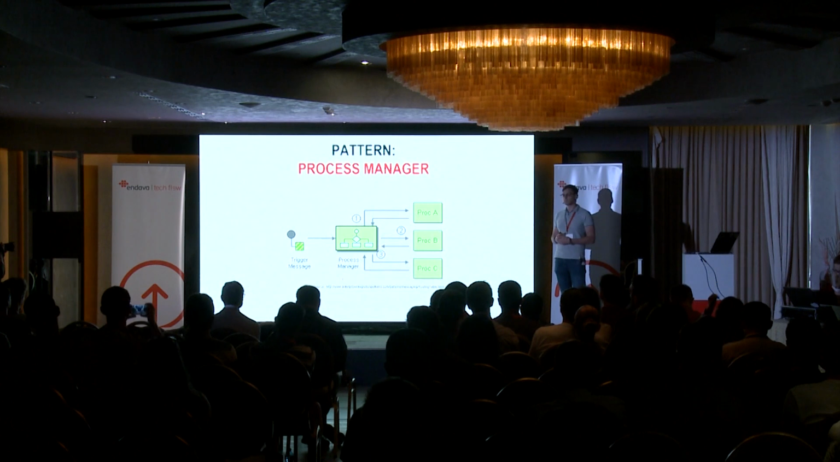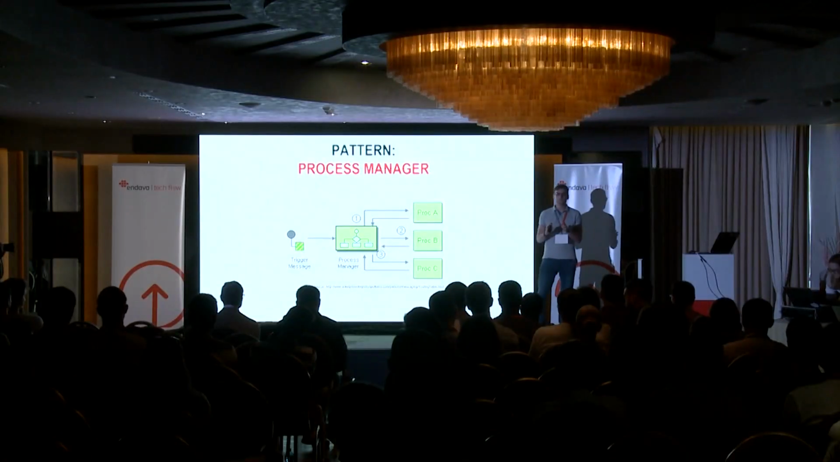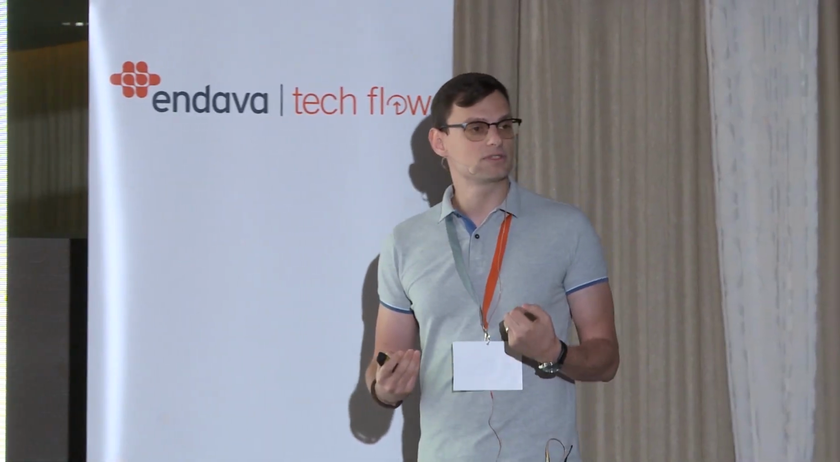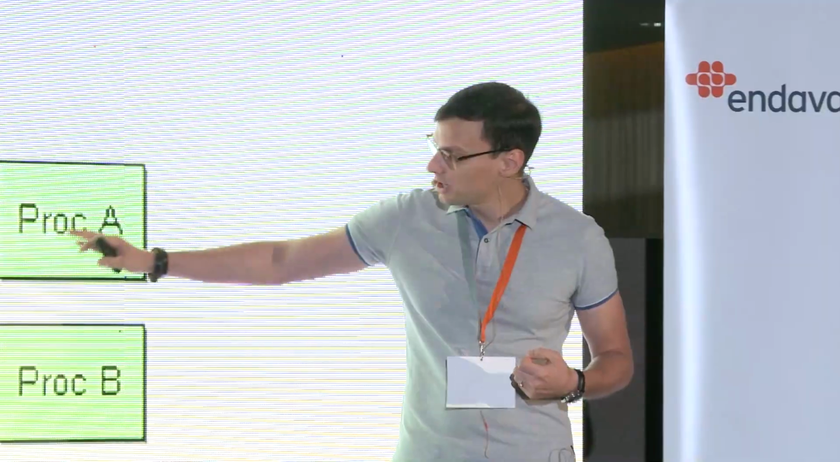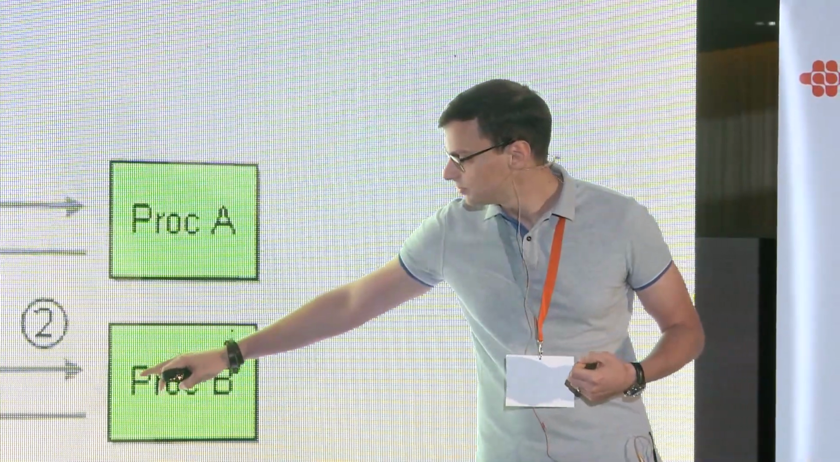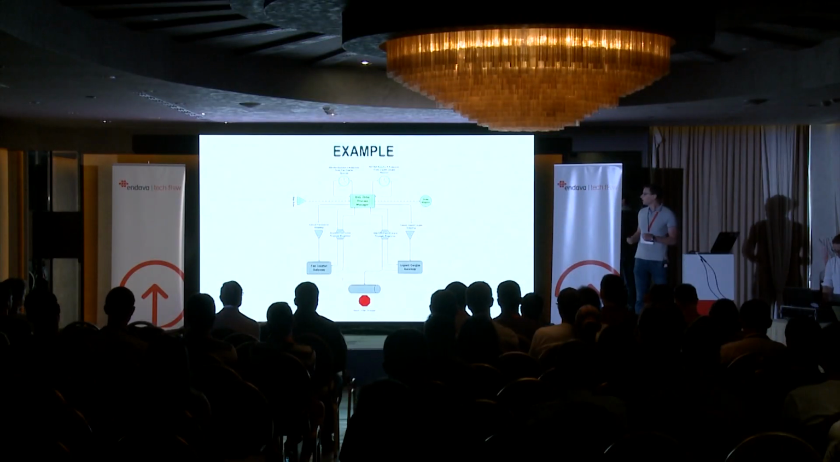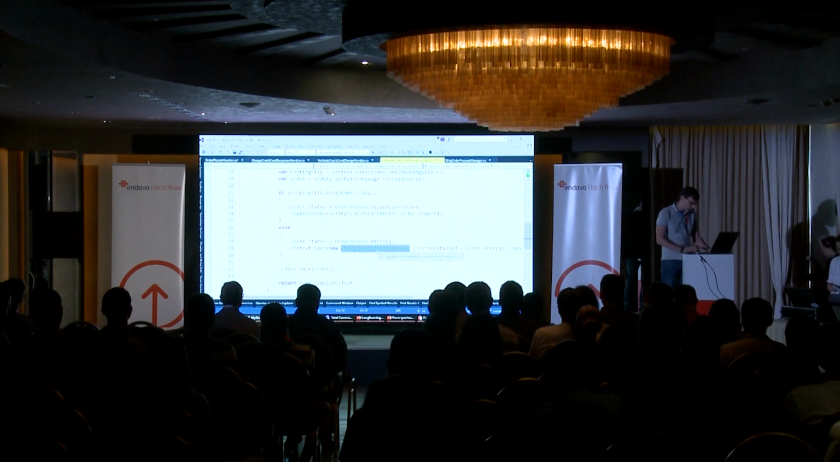So there's a pattern for this. It's called the process manager pattern. What it does is basically put a central processing unit, a process manager, in the middle that keeps the state of the process. And it will decide what to do next based on its state. So basically, this is a hub and spoke integration style because after each processing unit does its job, it will reply back to the process manager, which will decide what to do next. In our case, this is the process manager, and I think it's easier to have a look at the code to understand what it does.